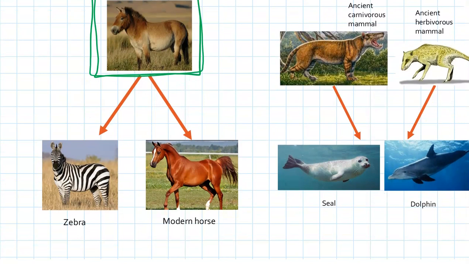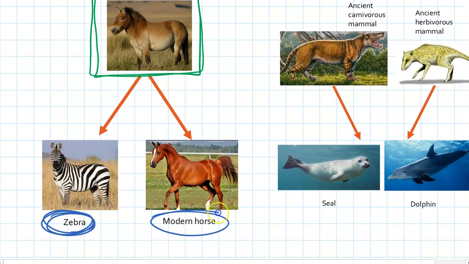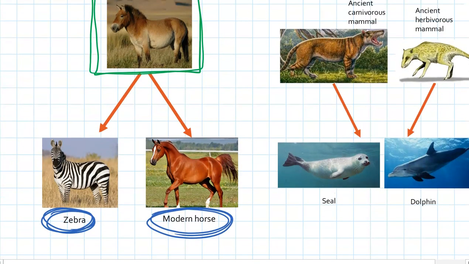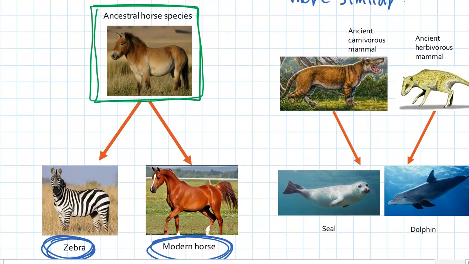And you can see here one of those species is the zebra, which evolved in Africa, and then there's the modern horse, which we've then bred and domesticated as humans. So this is divergent evolution because we started off with one single species, and then that's diverged to become two different species that are less alike than they used to be.